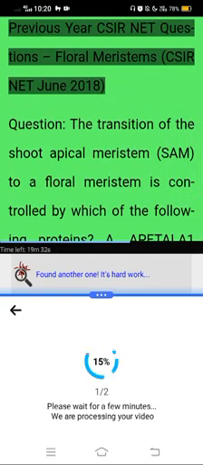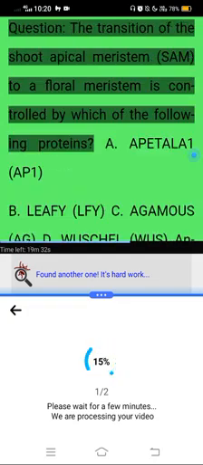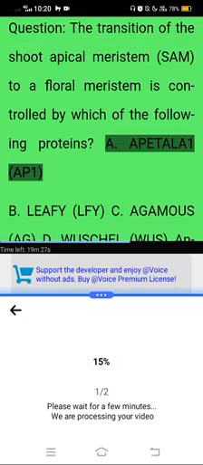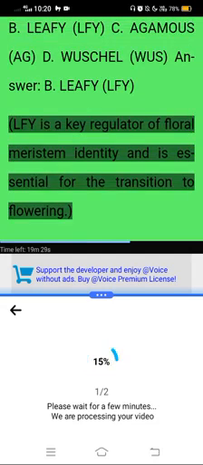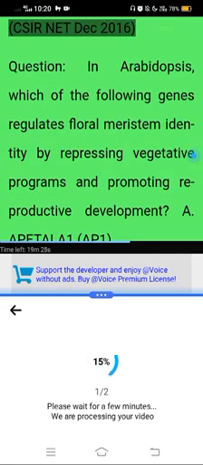Previous year CSIR NET questions. Floral meristems, CSIR NET June 2018. Question: The transition of the shoot apical meristem, SAM, to a floral meristem is controlled by which of the following proteins? A, Apetala 1, AP1. B, Leafy, LFY. C, Agamous, AG. D, Wuschel, WUS. Answer: B, Leafy, LFY. LFY is a key regulator of floral meristem identity and is essential for the transition to flowering.